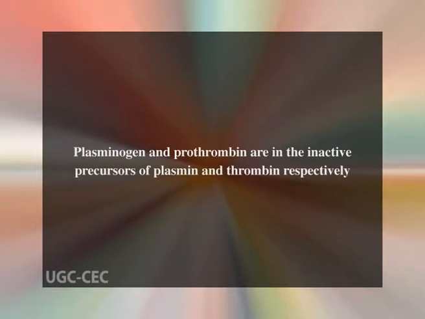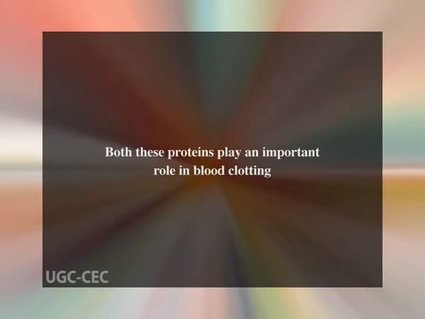Plasminogen and prothrombin are the inactive precursors of plasmin and thrombin respectively. Both these proteins play an important role in blood clotting.